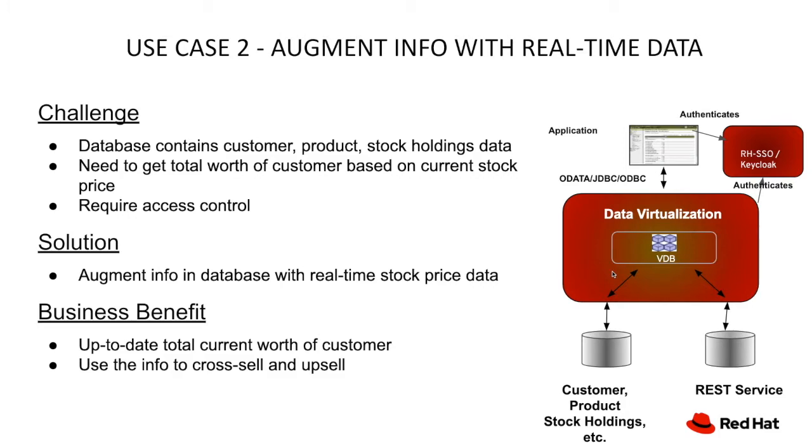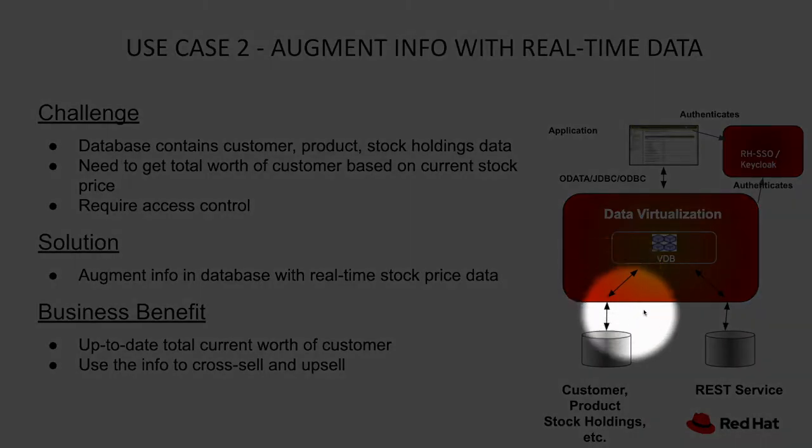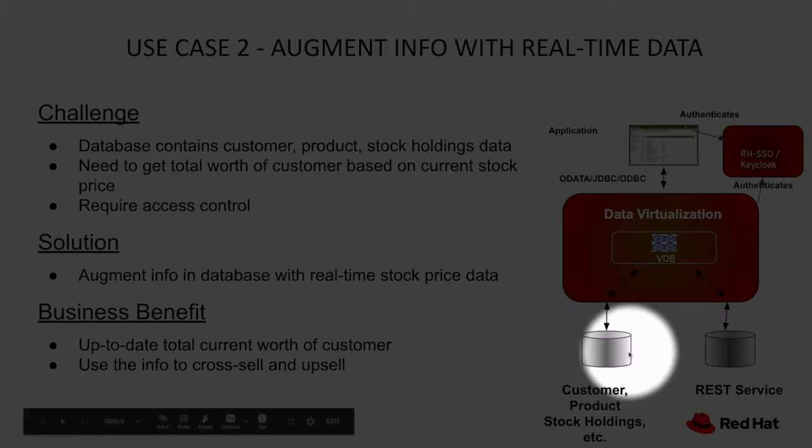The other use case is to augment information with real-time data. Let's say you already have customer, product, and stock holding information in a database. And now you have to calculate the total worth of a customer based on the current stock price. For example, you want to do that in order to cross-sell and upsell based on a customer's worth. As you know, these are all sensitive information. That means you require access control. Again, this can be done easily with data virtualization.